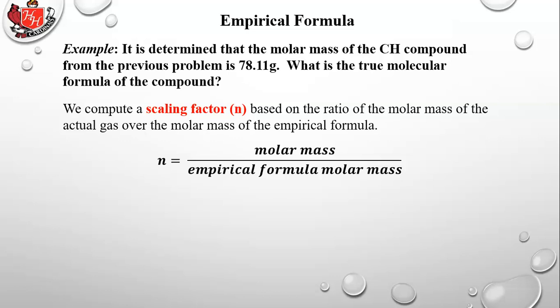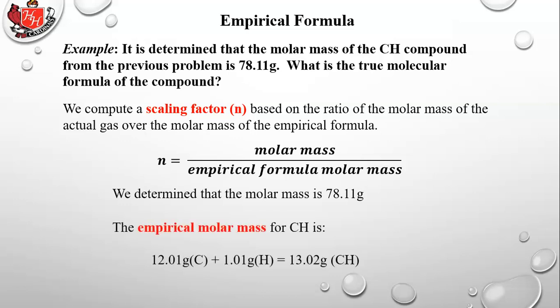So let's go ahead and calculate that. So we determine the molar mass is 78.11 grams. So the empirical molar mass for CH is 1 C and 1 H. So that's 12.01 grams for carbon, 1.01 grams for hydrogen. So that's 13.02 grams for CH. That's the empirical molar mass.